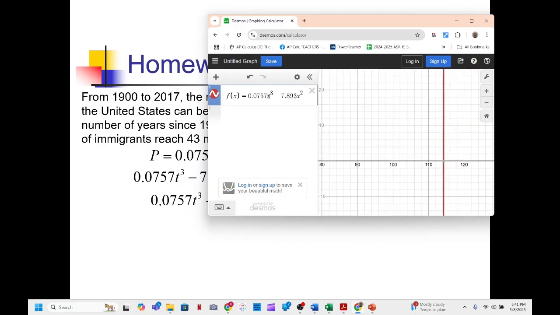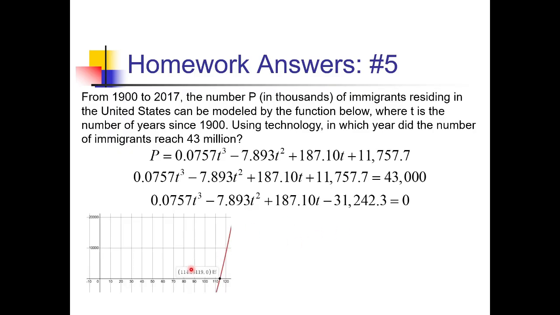Let me just click on my function, click on this little gray dot, and it looks like that's 114 and change. So here is what I just graphed out. And they asked in what year did the number of immigrants reach 43 million? It was about year 114, so this would be 2014 for the actual year.